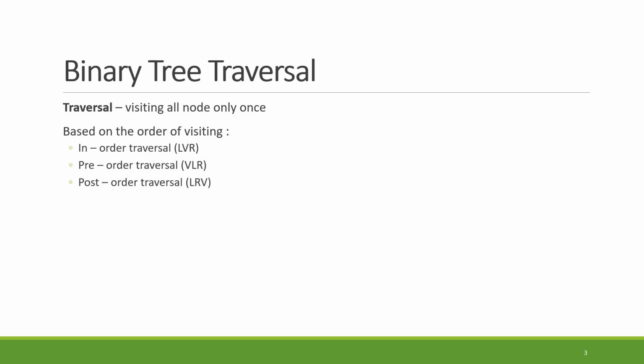In order traversal, first we will visit the left subtree, then the root node, and then the right subtree. In pre-order traversal, first we will visit the root node, then go for the left subtree and then the right subtree. In post-order traversal, first we will visit the left subtree, then the right subtree, and then the root node. In level order, we will start from the root level, then go to the first level, second level, and so on. So we will be visiting it level wise.